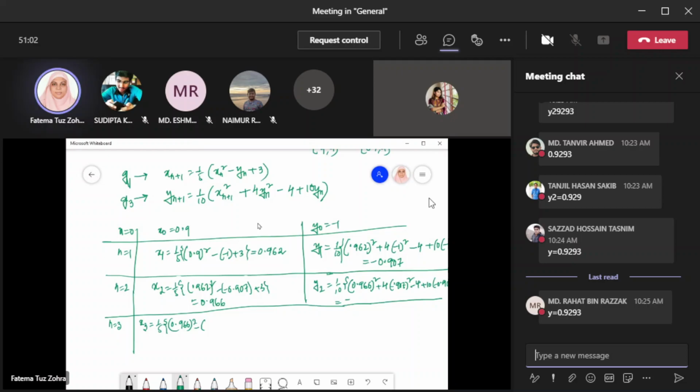So the value should be 0.851. Is it? The value of x3 is 0.957.